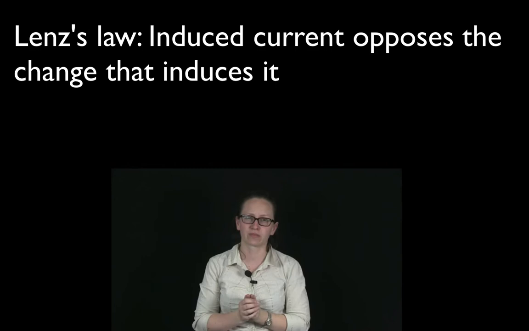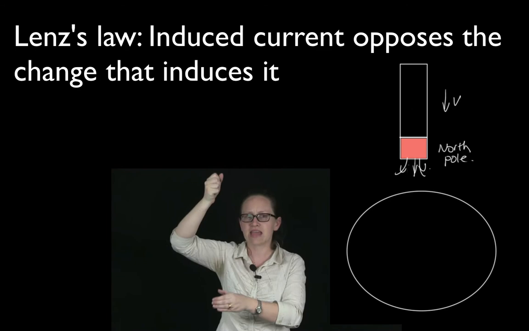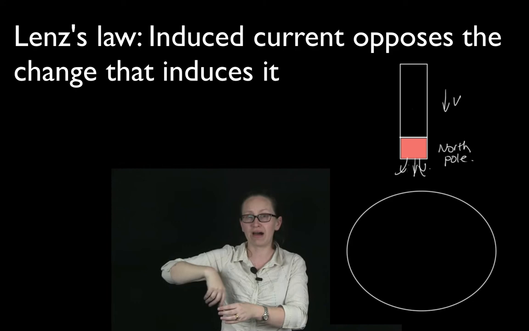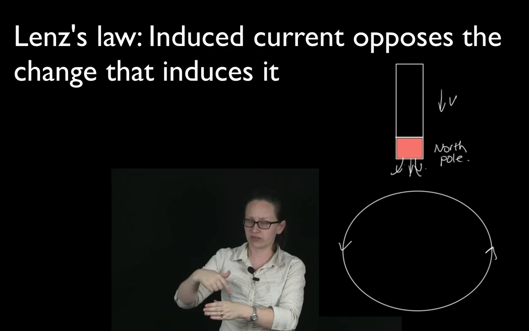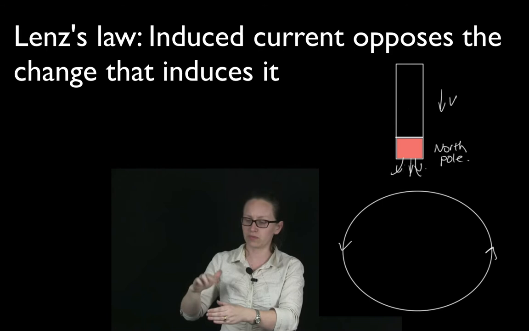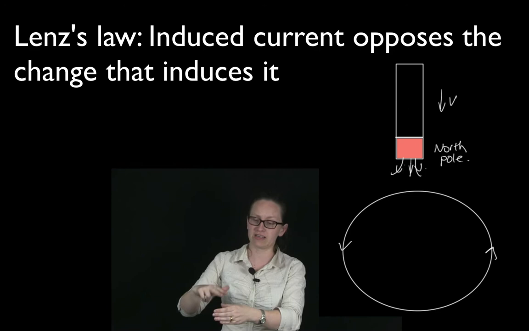So this means, imagine that we're moving a north pole of a magnet down towards a loop of wire. We get a current induced in this loop of wire. And now that current is going to oppose the approaching north pole. Now we know that like poles repel. So this is going to tell us that the current needs to flow counterclockwise so that we get a north pole generated on top of the coil of wire, and that north pole is going to oppose the approaching north pole.